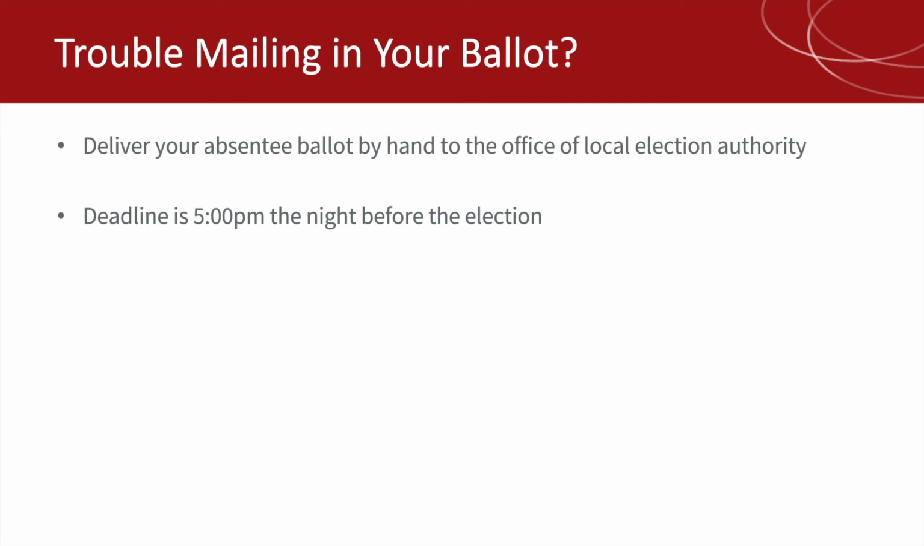If you have trouble mailing in your ballot, you can bring your absentee ballot in by hand to the Office of Local Election Authority until 5 p.m. the night before the election. Note that this is only eligible for absentee ballots. Mail-in ballots can only be submitted by mail. If you have trouble mailing in your mail-in ballot, you can vote in person at the polls on Election Day to ensure your vote will be counted.